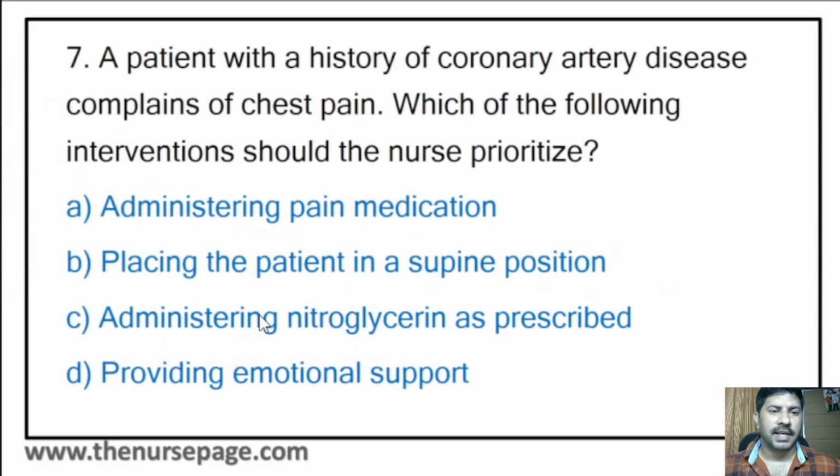Seventh question. A patient with a history of coronary artery disease complains of chest pain. Which of the following interventions should the nurse prioritize? Administering pain medication, placing the patient in a supine position, administering nitroglycerin as prescribed, providing emotional support. Here correct answer is option C, that is administering nitroglycerin as prescribed. Nitroglycerin will dilate the coronary arteries, then it will alleviate chest pain.